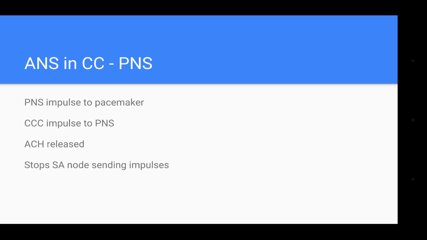The ANS's influence on the cardiac cycle. The parasympathetic nervous system: the PNS sends an impulse to the SA node to slow down the heart rate. Firstly, the CCC sends an impulse to the PNS. The impulse then travels down the vagus nerve to the SA node. Just before the impulse reaches the SA node, there is a release of acetylcholine, or ACH for short, which is a chemical neurotransmitter. This prevents the SA node from sending impulses, ultimately leading to a lower heart rate.